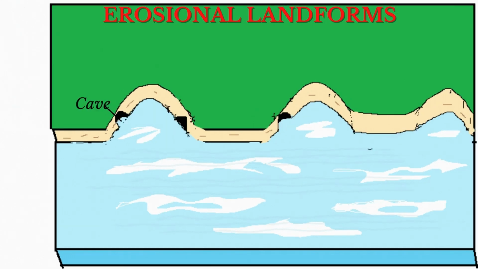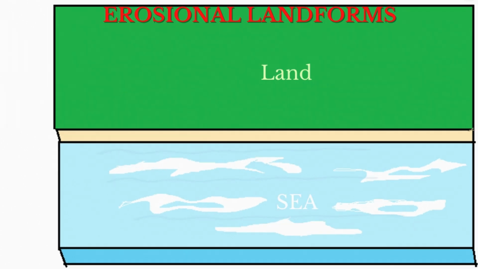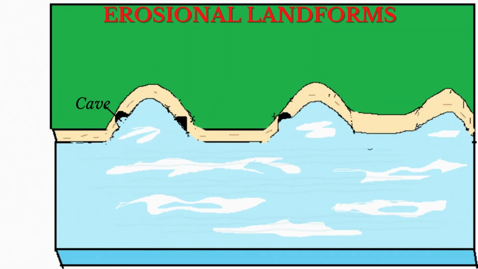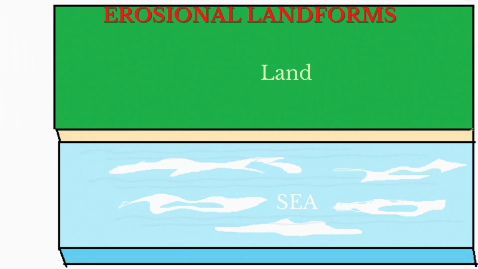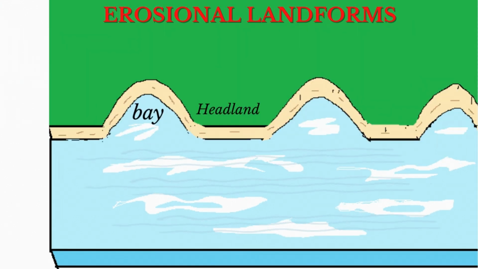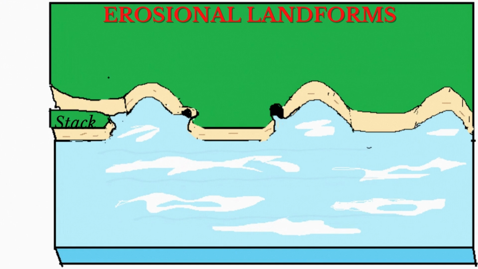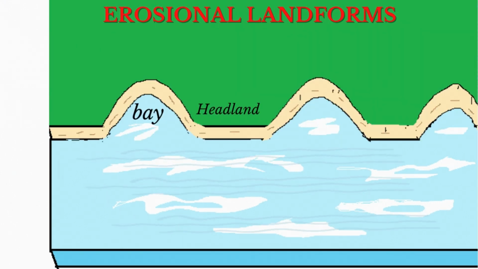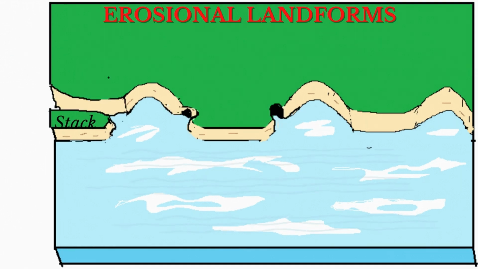And when the roof of the arch collapses, it will result in a column-like feature standing in front of the headland. This is called a stack. When the stack is further worn down, it becomes a stump.